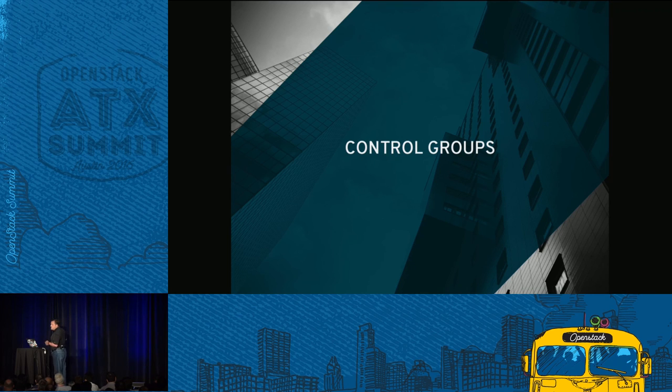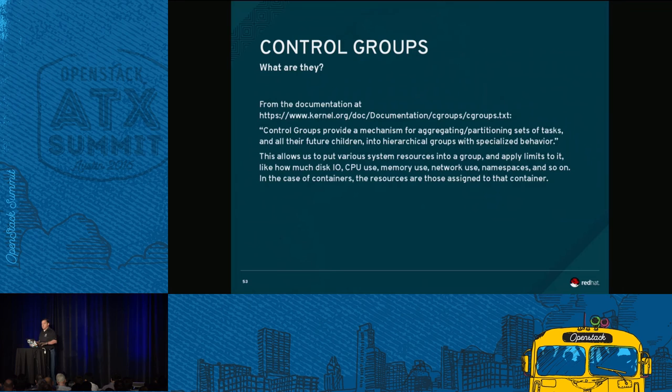Now, control groups allow for some really cool fine-grained control over resource utilization on the host. There's a ton of really good documentation about control groups in the kernel cgroups.txt file. And really, all it allows you to do is to aggregate and partition sets of tasks and their future children into hierarchical groups with specialized behavior. This allows us to put various system resources into control groups and apply limits to it, like how much disk I/O, how much network I/O, how much memory you can use, how much CPU you can use. So you can have some really fine-grained control over what's going on.